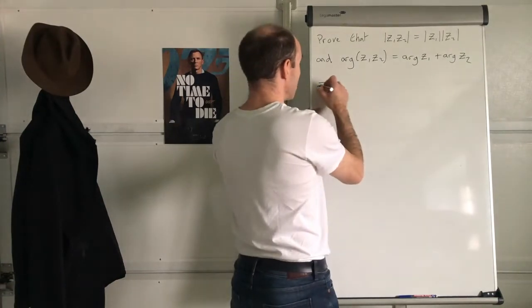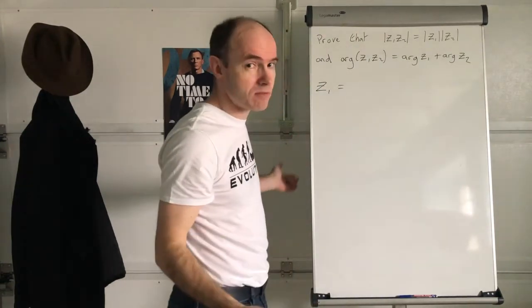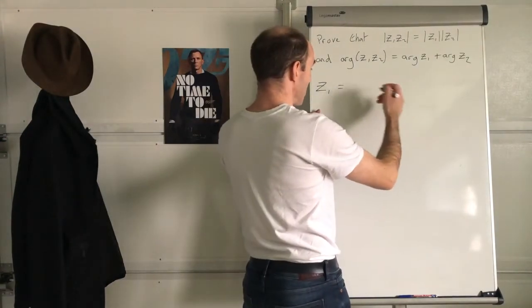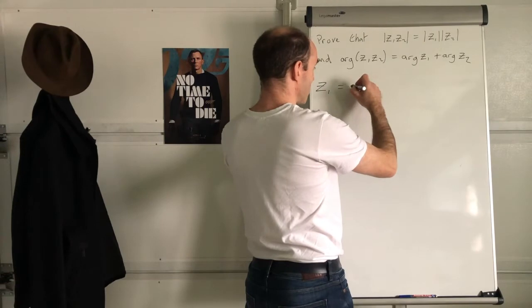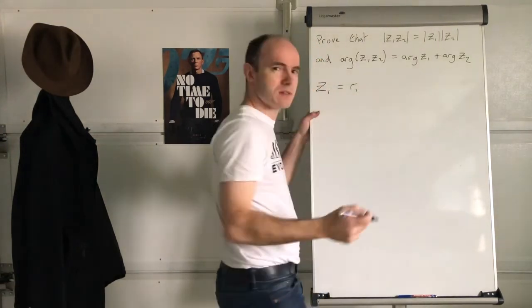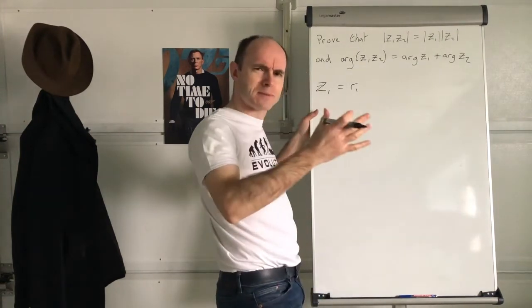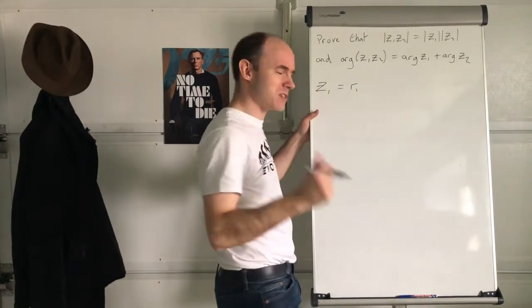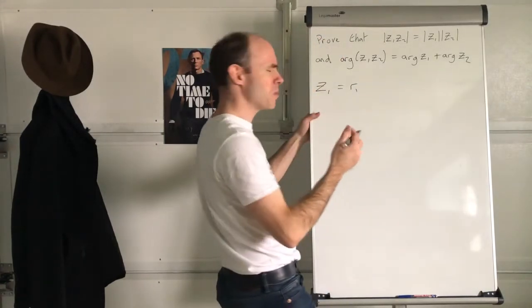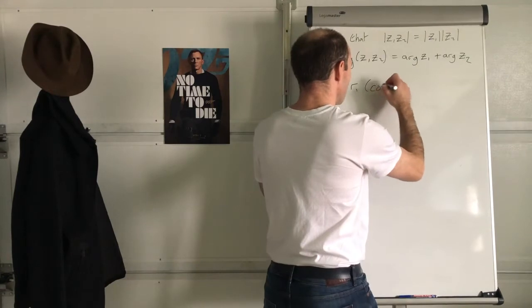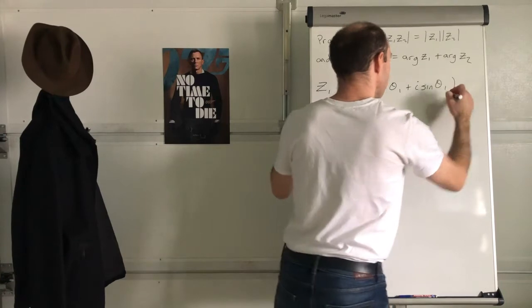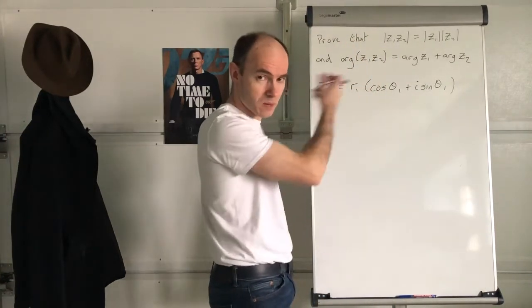What you need to do in any proof really is write down a general expression for each of these complex numbers z1 and z2. So z1 is going to be equal to small r1, not capital R, little r. For some reason in class I usually use capital R, I'm not sure why. Anyway, r1 (cos theta 1 plus i sin theta 1). So that's a general expression for the complex number z1.